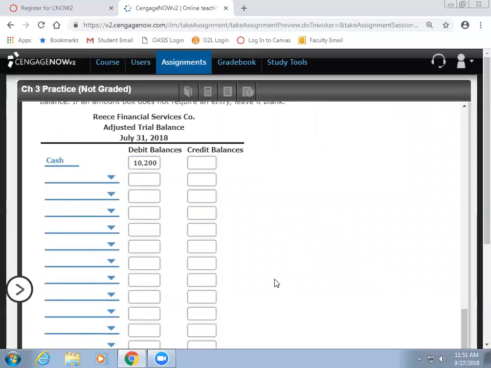Accounts receivable. Did we debit or credit accounts receivable? Yes, we did. So we had a balance in accounts receivable of $34,750. What did we do to accounts receivable? Very good. So we had an existing debit of $34,750, and we debited it $10,200. So since they're both debits, I know I need to add those together to get my new accounts receivable balance.